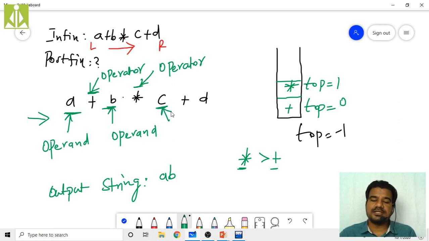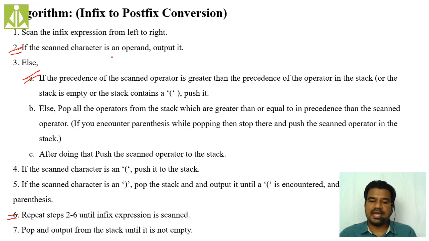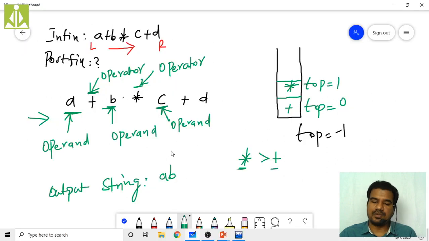The next character is C. According to the expression, C is an operand. If the scanned character is an operand, output it. So C will come over here.